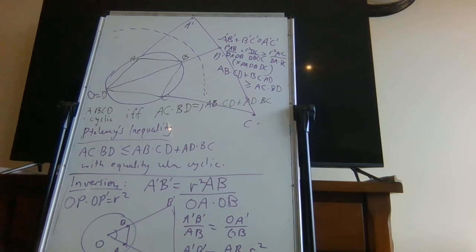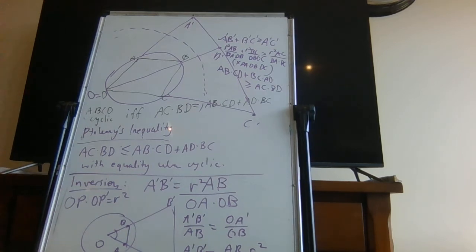Oh, in the test, it's got inversion bash. So that's Ptolemy's inequality, right? Wait, how do you pronounce that? Ptolemy, because the P is silent. King Ptolemy. Why do you know when Ptolemy goes to the battle?